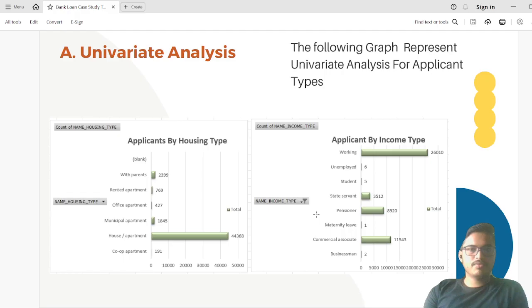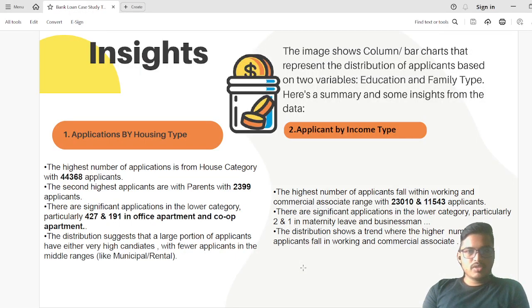The fifth and the sixth analysis are the housing type and the income type. We have used the bar chart to represent this. Let's just come to the insights. Applications by housing type: the highest number of applications is from the house category with 44,368 applicants. The second highest applicants are those living with parents, with 2,300 applicants.